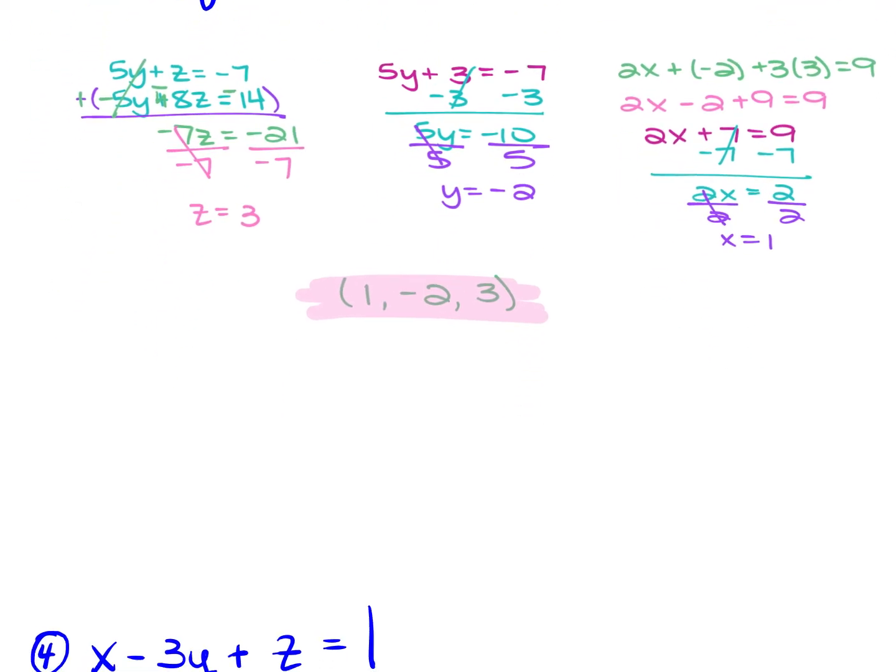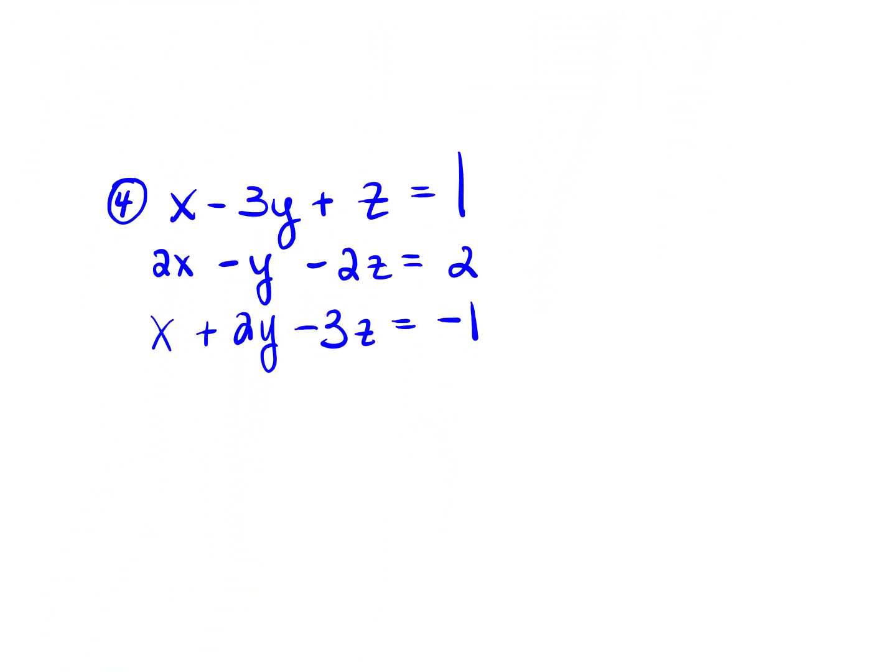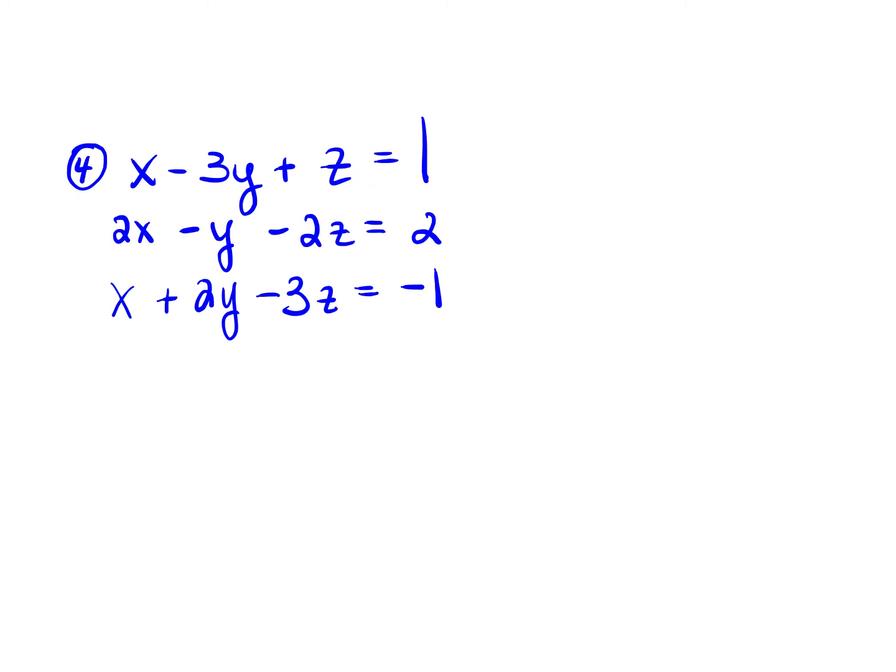For your last example, it's a little different than the ones that you've done so far. With this one, you're going to do the same exact thing that you've done with all the other ones. Use the first 2. You have x minus 3y plus z is equal to 1, and 2x minus y minus 2z is equal to 2. Cancel out one of the variables.